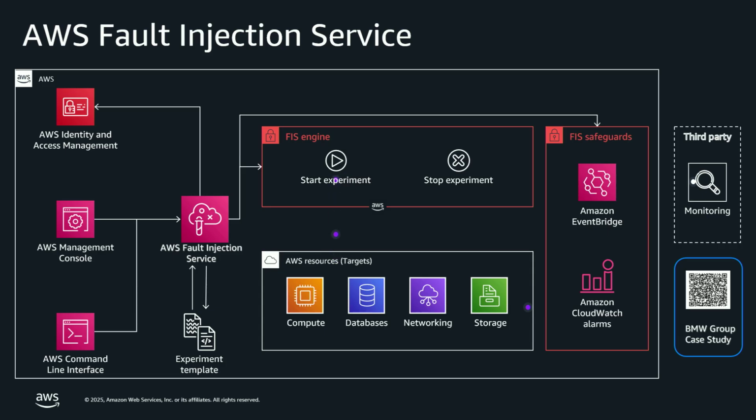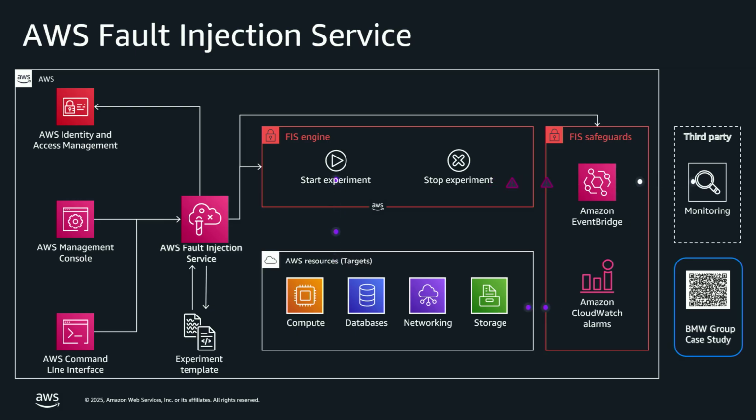And now this brings us to a situation where this all sounds great, but how do I get started on AWS? I have tens or hundreds of AWS accounts where my SaaS workloads are deployed. How do I induce faults, not in one single account, but multiple accounts? So this is where AWS Fault Injection Service helps you do that.